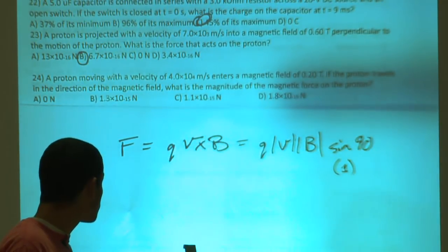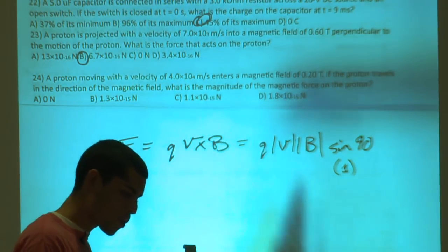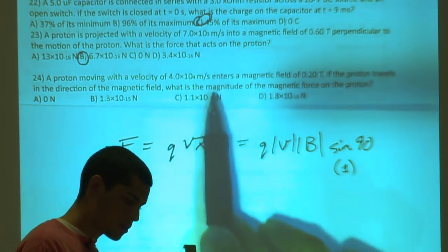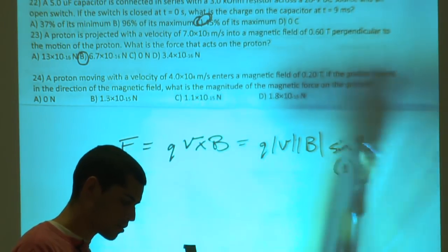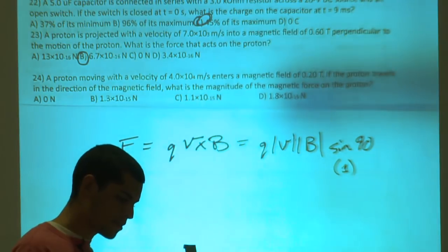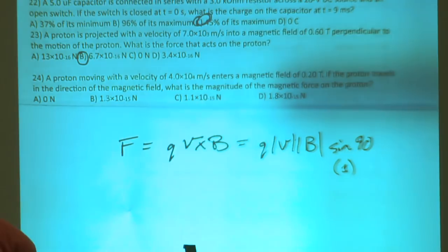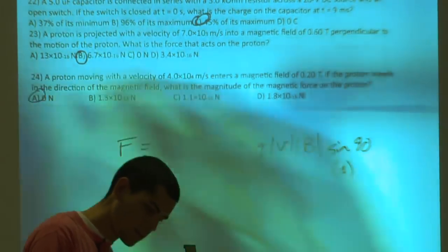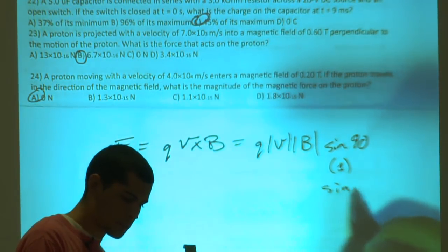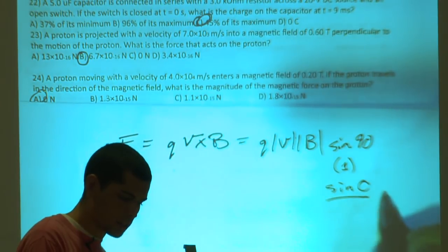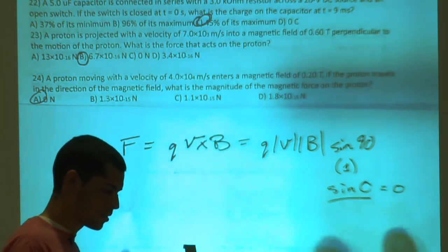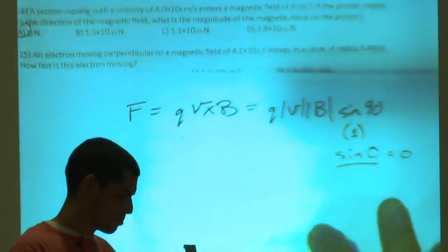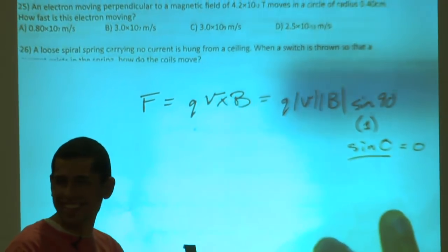A proton moving with a velocity of 4 times 10 to the 4 meters per second and a magnetic field of 0.2 Tesla. If the proton travels in the direction of the magnetic field, what is the magnitude of the magnetic force on the proton? Awesome, 0. Here we'd have our equation, but it would be sine of 0, and sine of 0 is just equal to 0. Anything times 0 is 0. So watch out for problems like that.